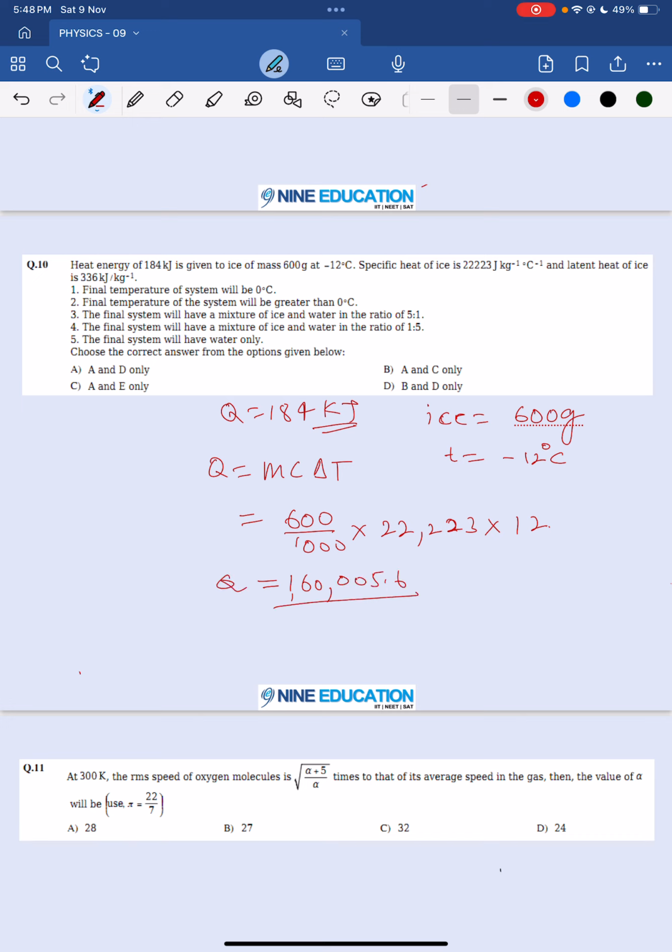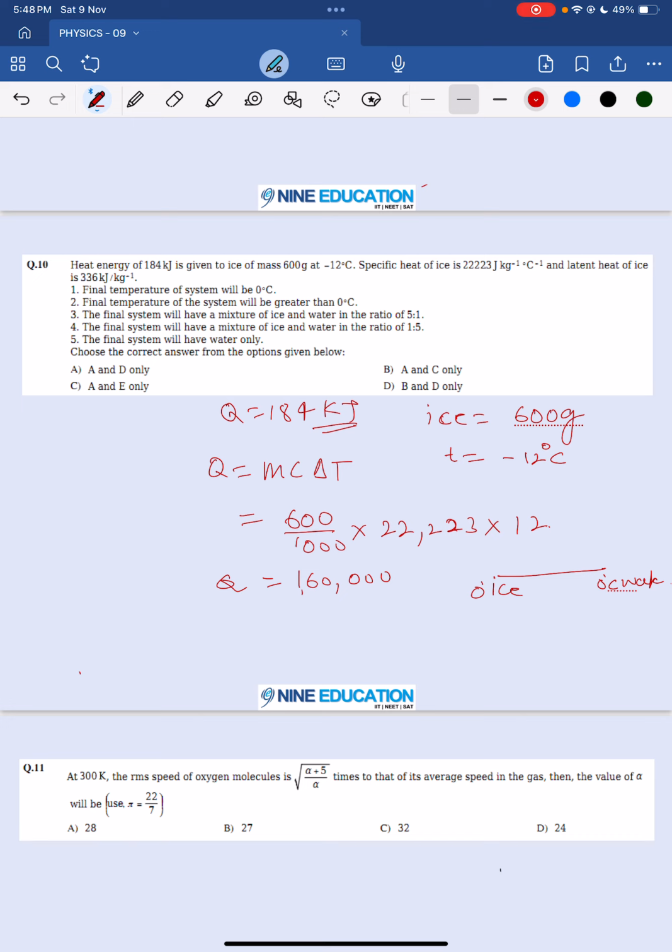1,60,000 you can take. This much amount of heat energy has been used to just make this ice at 0 degrees Celsius. Now this ice at 0 degrees Celsius also has to go from ice at 0 degrees Celsius to water at 0 degrees Celsius. So now tell me how much amount of energy is left out. Almost 24,000 is left. I'll just write it as 1,60,000. We are just taking an approximation.